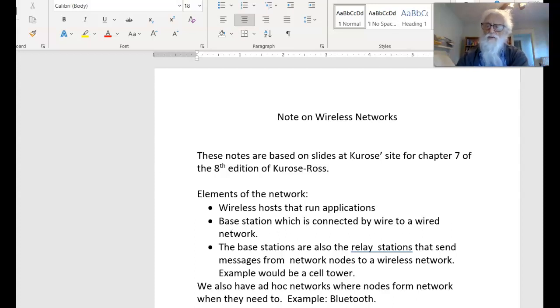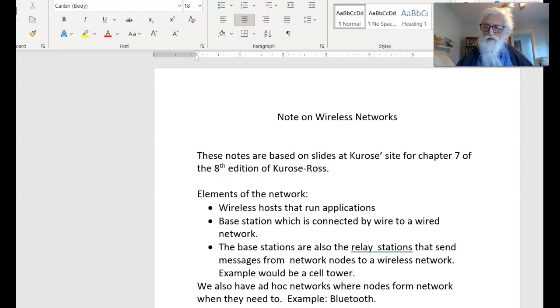We're talking about wireless networks. Most of you, and myself, are connected to some. Elements of the network are the host, like our phones, the base station, which may be connected by wire to a wired network, and the base stations, which are also the relay stations that send the messages from the network nodes to the wireless network. An example would be a cell tower.